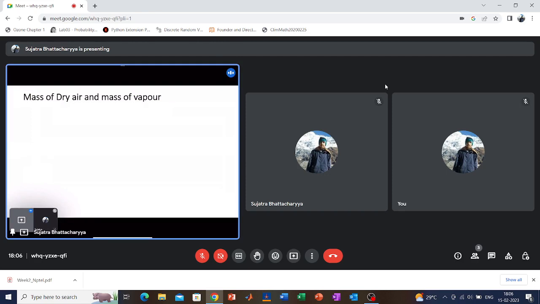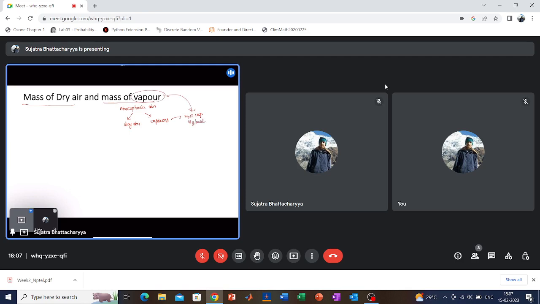So what I have said is that the atmospheric air is of two kinds. One is the dry air, another is the vapor. So what is this vapor? It is nothing but the water vapor. Since we are calculating the mass of the dry air and the mass of the vapor, the mass of the vapor is the same as that of the H2O molecule. That is, we are talking about the molar mass here. So this is 18 grams per mole.